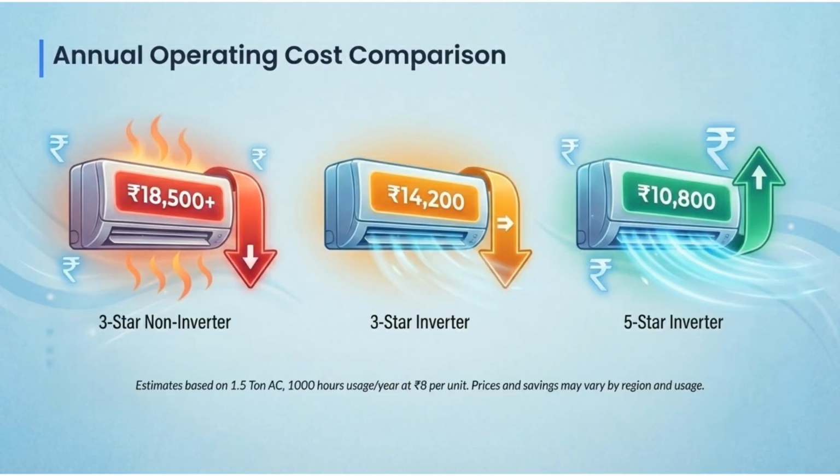Comparing annual operating costs shows significant savings with higher efficiency. A 5-star inverter AC offers the lowest cost, while a 3-star non-inverter is the most expensive to run.